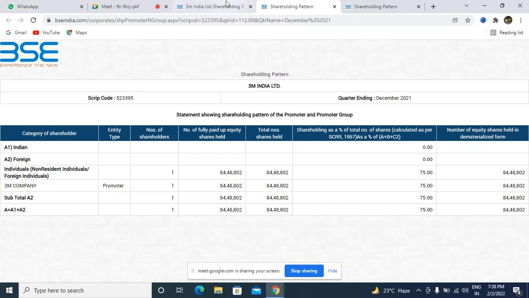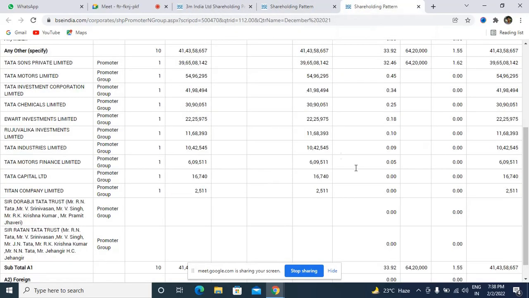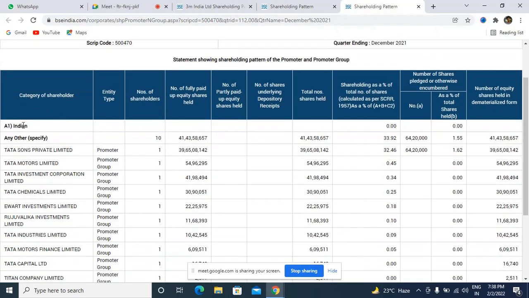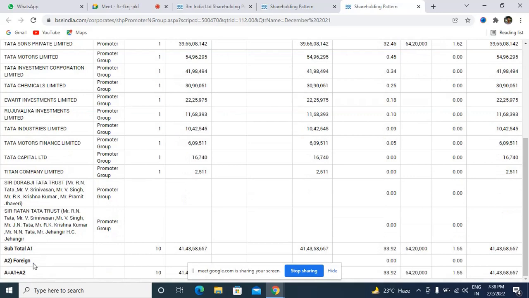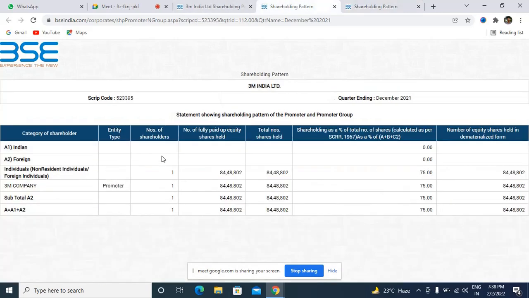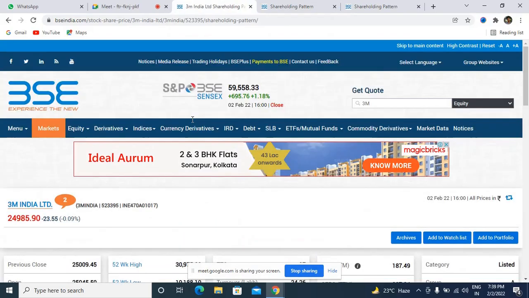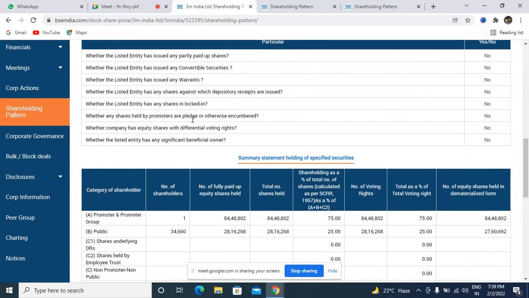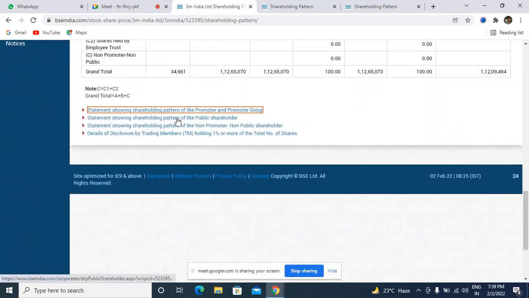They hold 75%, right? Now for Tata Steel you can see that it is all Indian promoters. There is no foreign promoter. 3M is totally foreign promoters, no Indian promoter. Is this clear to you, all of you? Yes, sir.